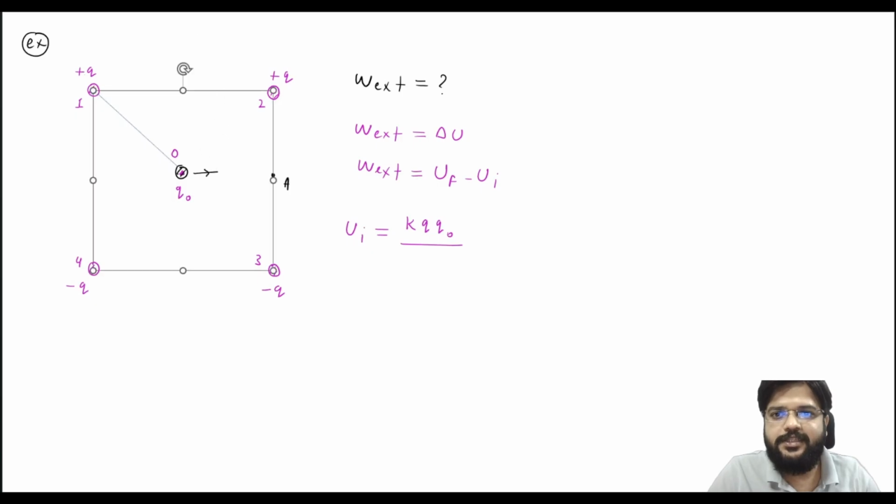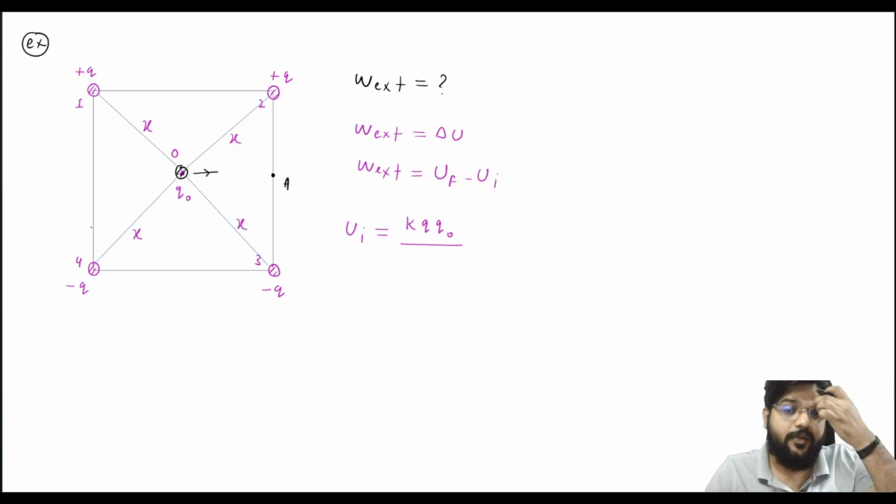Let's suppose this distance is x, everyone, and then Q naught and the second charge, it is again x. This is x, and this is also x. So this distance is x, this is also x, this is x, and this is also x, everyone. All these distances are the same here.